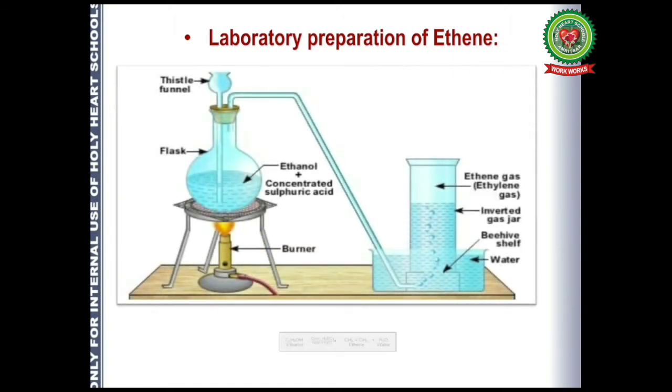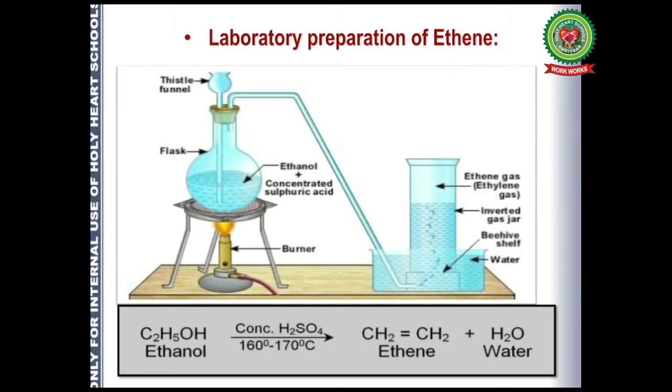In this we have to take ethanol and concentrated sulfuric acid, and we need to heat this mixture at about 170 degrees Celsius, and this gives rise to CH2=CH2, that is ethene, and water is liberated. Now we have to be very careful with the temperature. If we lower the temperature to 140 degrees Celsius, instead of alkenes, ethers are formed. So you have to be very careful with this.